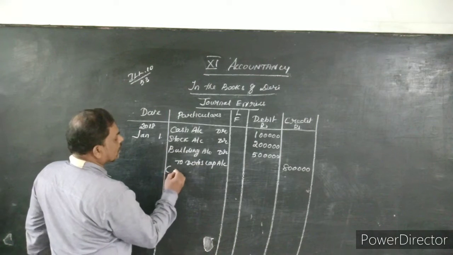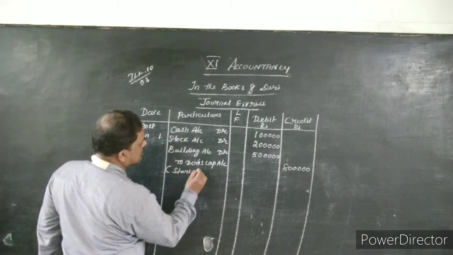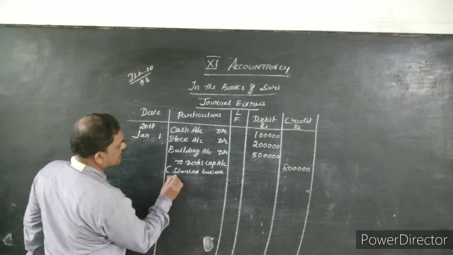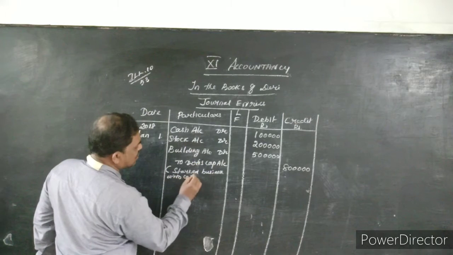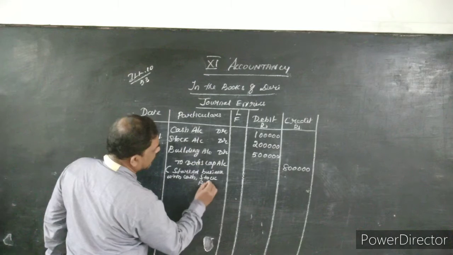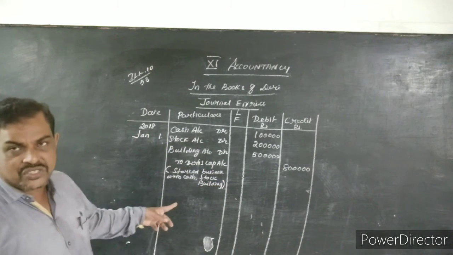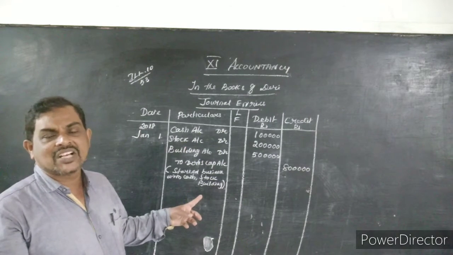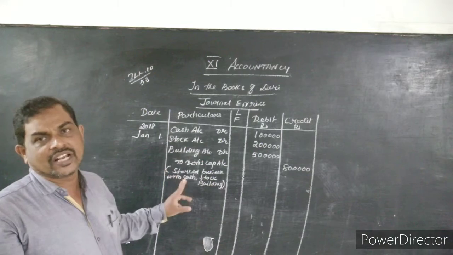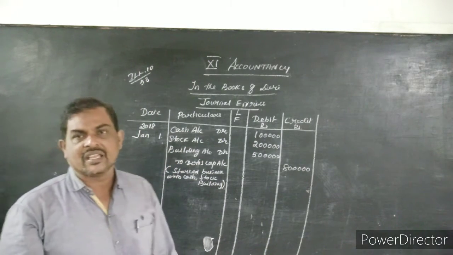So, started business with cash, stock, building. This is the narration. Narration is a must. Whenever you write a transaction, you must write the narration. Without narration, you should not write the transaction. So this is the first journal entry.